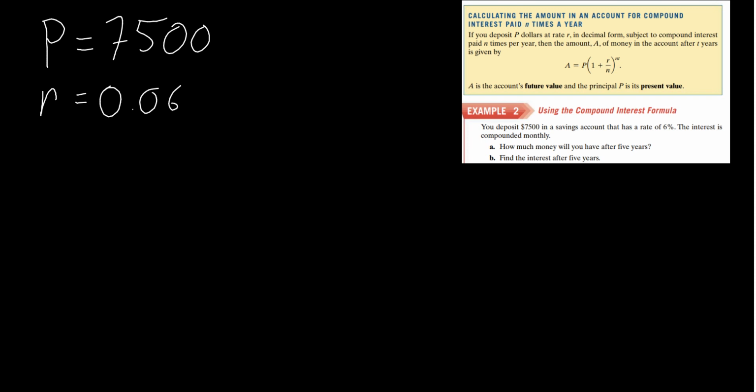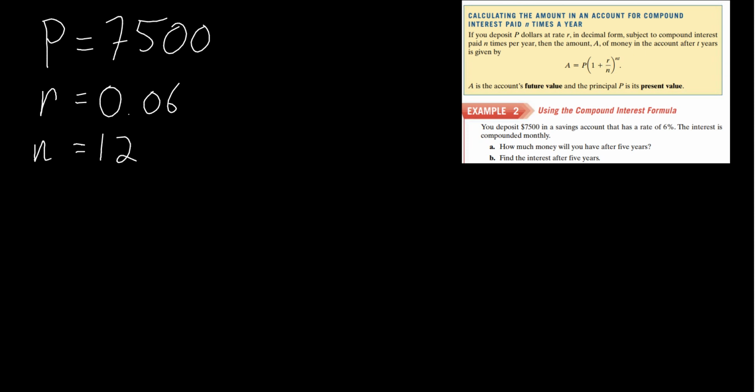So let's go ahead and look at example 2. It says you deposit $7,500 into savings. So let's put P is equal to 7,500. And a savings account that has a rate of 6%. So again, we'll put our rate as 6%, 0.06. The interest is compounded monthly. Okay, so if it's compounded monthly, how many months are there in a year? Well, there are going to be 12. So N is going to be 12.